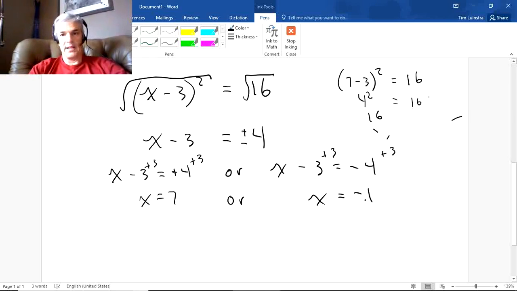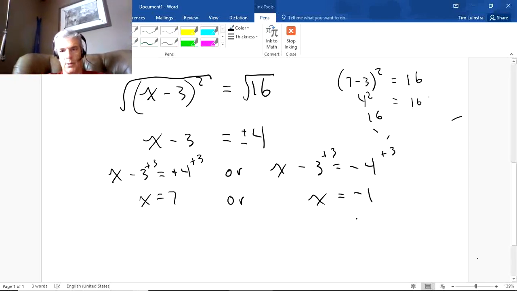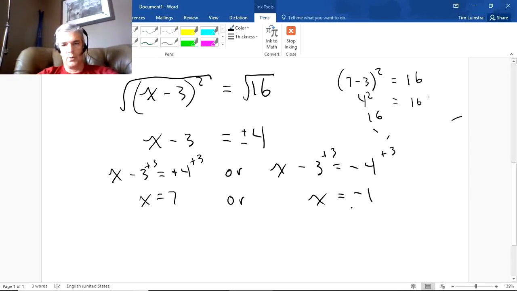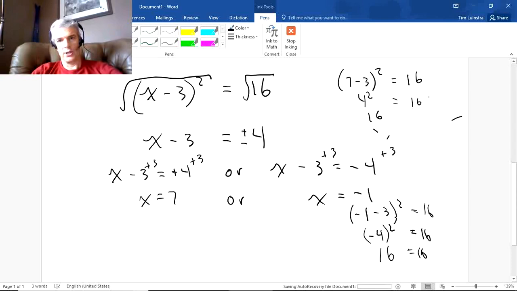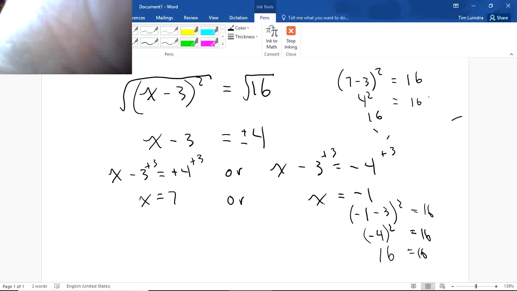What if I put in minus 1? Instead of putting 7 here, I put minus 1 in. Well, let me just find myself a little space down here at the bottom. And I said to you, (minus 1 minus 3) squared equals 16. Well, minus 1 minus another 3 is actually minus 4 squared equals 16. What's minus 4 times minus 4? Oh, look at that, it's 16. So it works in both cases when I put it back into the original equation. Okay, that's just an example of that.